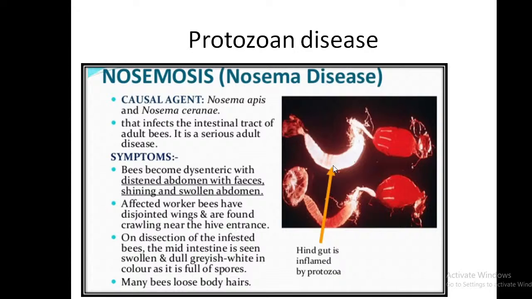And the worker bees have disjointed wings, and as I said yesterday, they will be found trembling. On dissection of the infected bees, the intestine is swollen, and the bees will lose hair and may not be able to walk properly. Why? As a result of continuous dysentery, water loss will occur from the body of the honeybees.